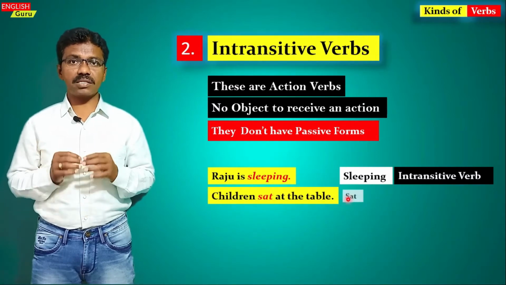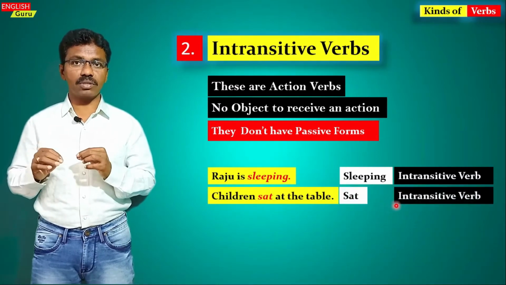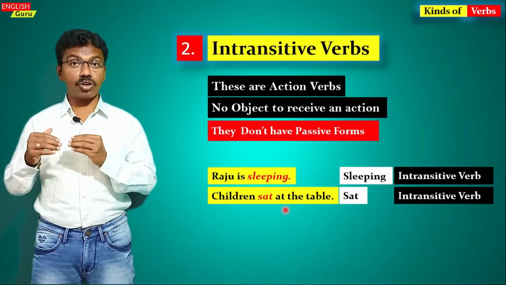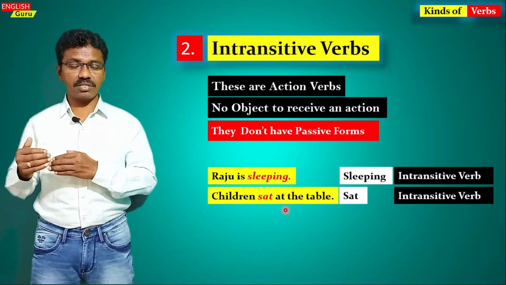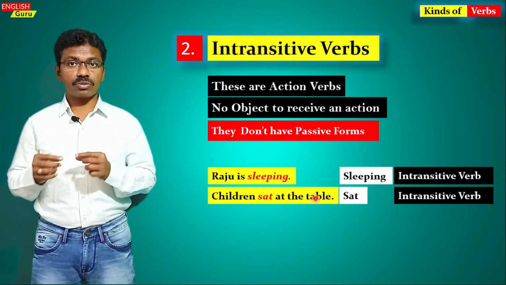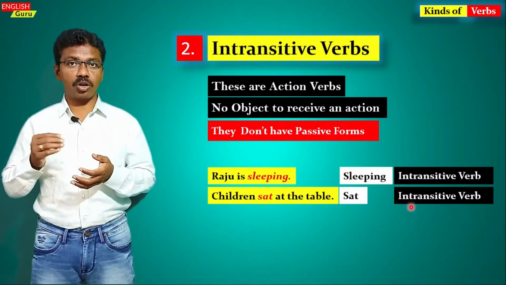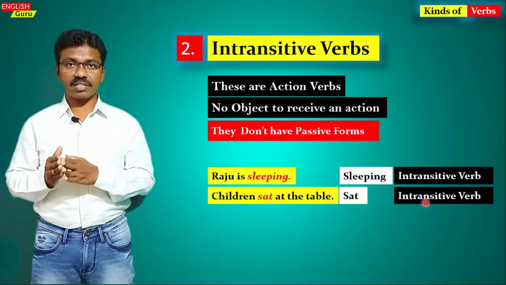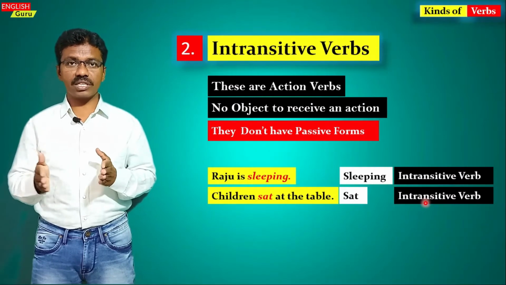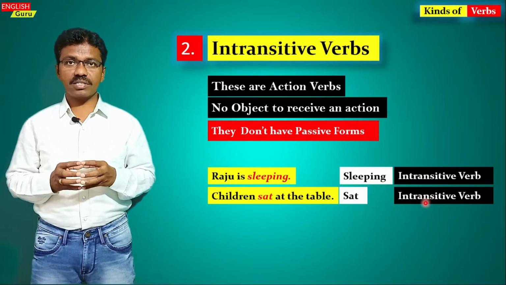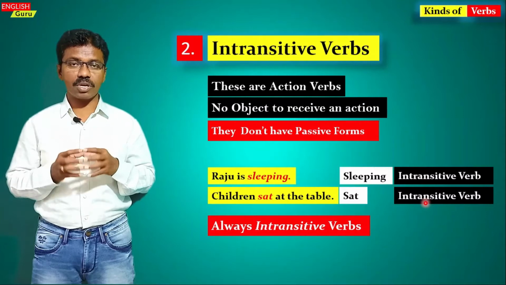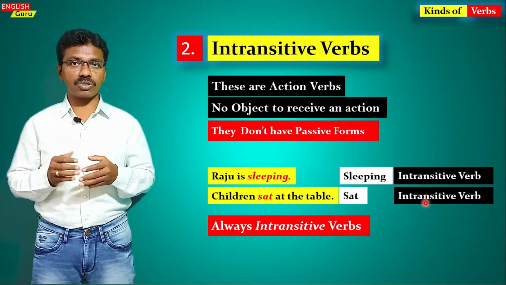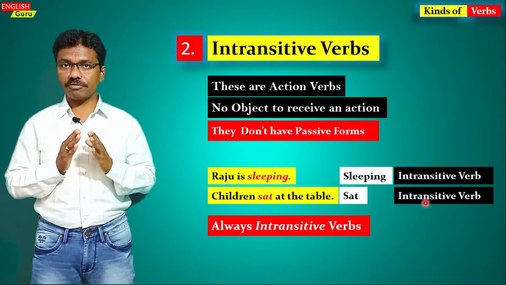In a similar manner, children sat at the table. Sat is a verb, that is intransitive. At the table is not an object, it is a prepositional phrase. So sat does not have an object, so it does not take an object. That's the reason it is intransitive. The action is not transferred, it is stopped there itself. That's the reason they are called intransitive verbs. And intransitive verbs do not have passive forms, they only have active forms.